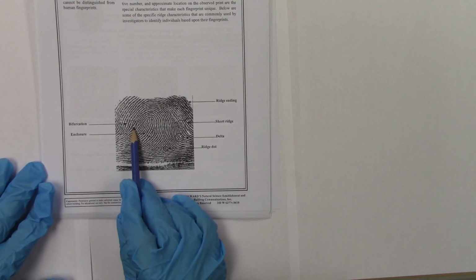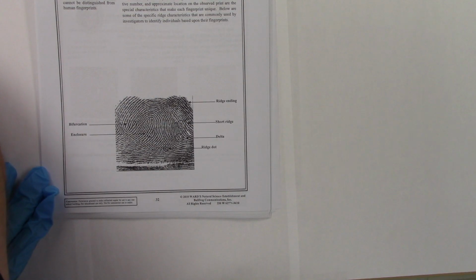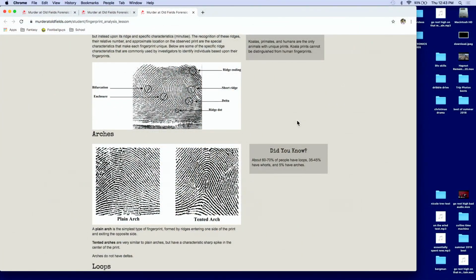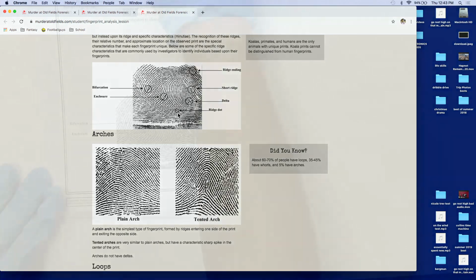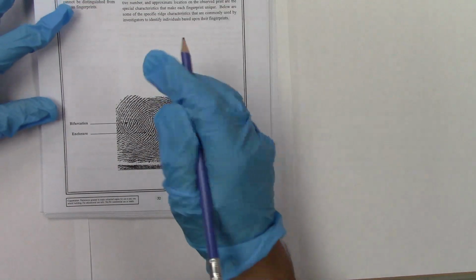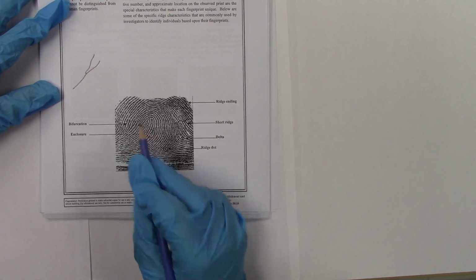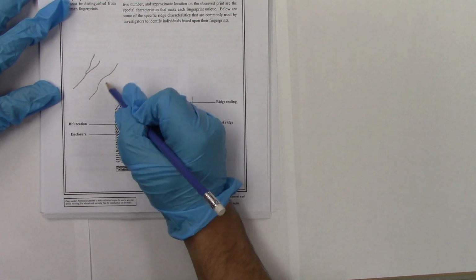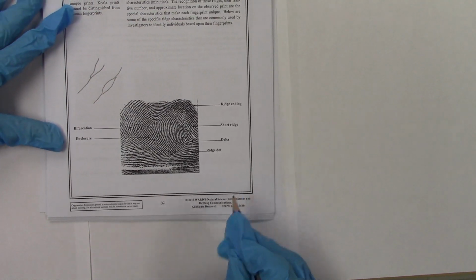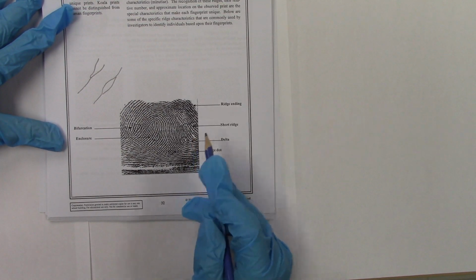Now you can see a bifurcation. If you look on the laptop here, it's actually a little bit more clear. You can see there, just take a look, right? So it tells you what a bifurcation is, an enclosure, a ridge ending, a short ridge, a delta, it's almost like a triangle, and a ridge dot. Let's look down here. So a bifurcation is like a fork. It's when a ridge splits into 2. An enclosure is when a ridge splits into 2 but then closes back up. Like that. Right? A short ridge is just a piece.